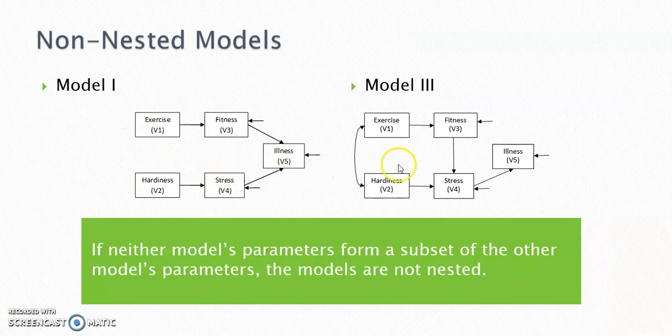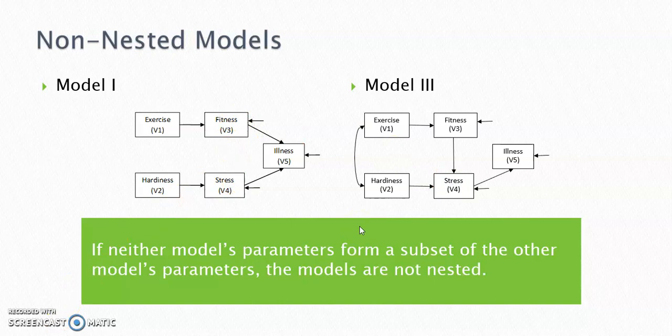When two models are non-nested, neither model has a set of parameters that is a subset of the other model. Look at Model 1 and Model 3 on the slide. You can see that in Model 1, there is a direct path from fitness to illness that is missing in Model 3. However, in Model 3, there's a correlation between exercise and hardness that is missing in Model 1. Also, in Model 3, there is a direct path from fitness to stress, which is not part of Model 1.